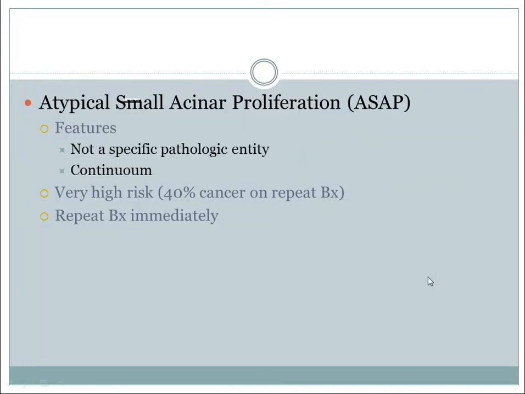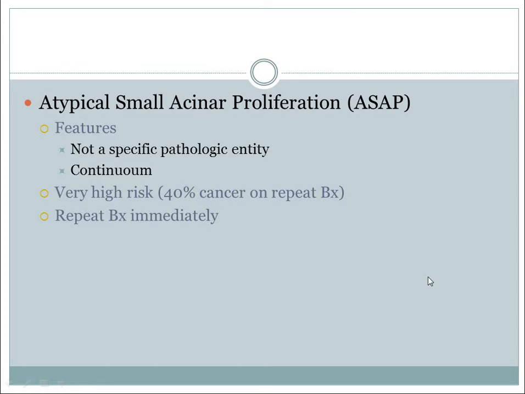Now finally, we're going to talk about atypical small acinar proliferation. Now keep in mind that this is not a specific pathologic entity, but rather describes a continuum ranging from benign atypical looking cells to cells and glands that are borderline cancer.